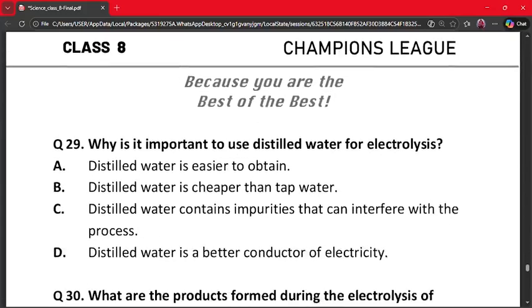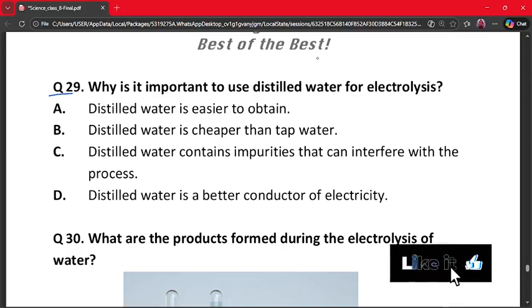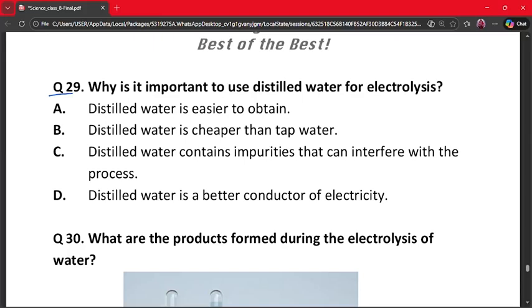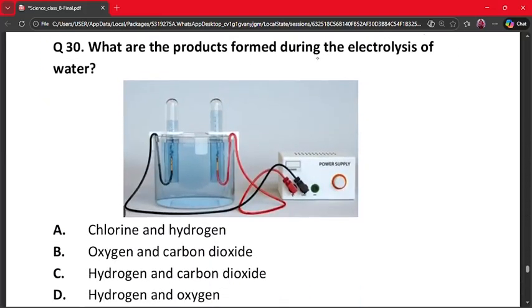Let's move on to the next question, that is question number 29. Why is it important to use distilled water for electrolysis? A. Distilled water is easier to obtain. B. Distilled water is cheaper than tap water. C. Distilled water contains impurities that can interfere with the process. D. Distilled water is a better conductor of electricity. The correct answer is option C, because distilled water avoids unwanted impurities that may interfere with electrolysis. That's why it is preferred. So option C is the correct option. Our next question is question 30.